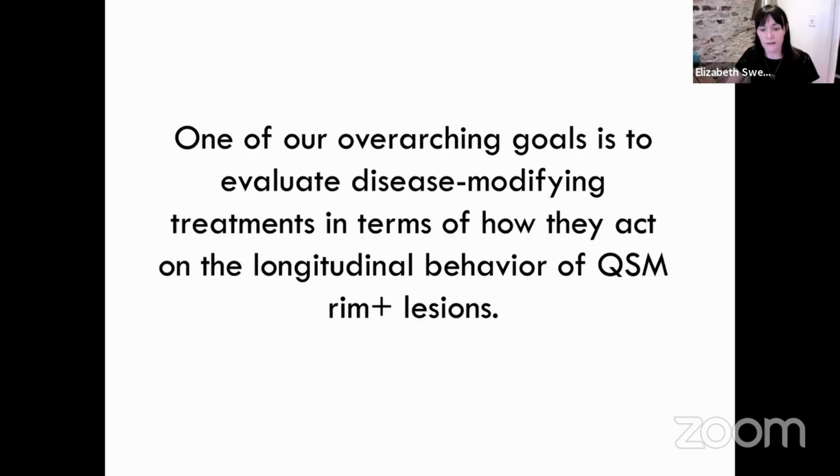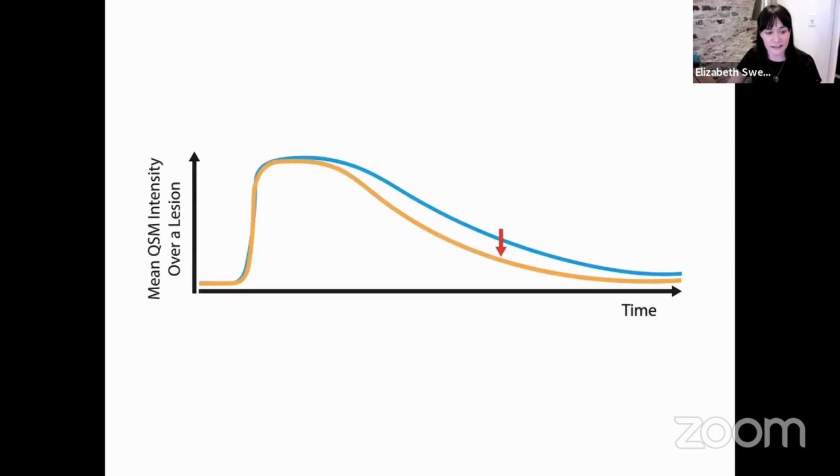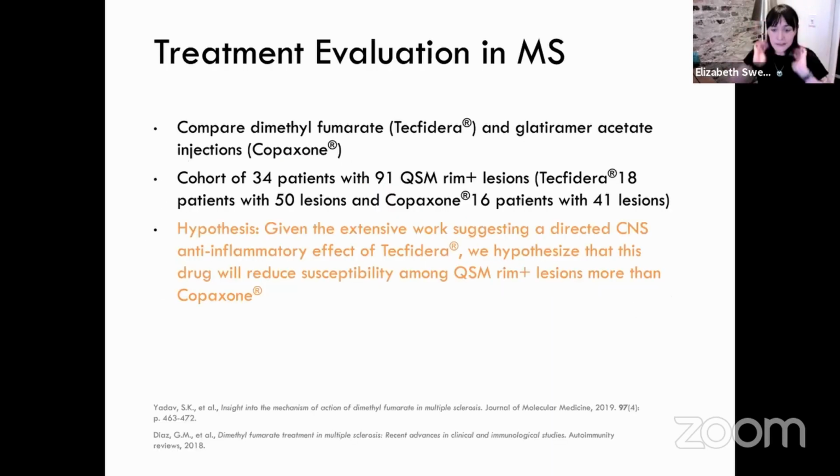Again, one of the overarching goals is to look at how treatments impact the longitudinal behavior of these lesions. Susan went over the longitudinal behavior of the QSM rim-positive lesion. It starts out, there's no signal on the QSM when a lesion forms. Then we have this chronic active stage, and later that inflammation subsides. What we're asking is, can a treatment maybe push down this inflammation, maybe at this point or at a later time point? I'm going to go through the ins and outs of the statistical model that we use to compare Tecfidera versus Copaxone that Susan introduced.